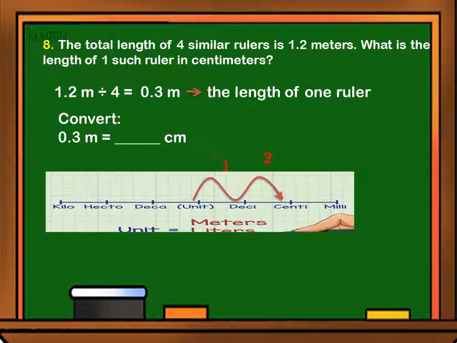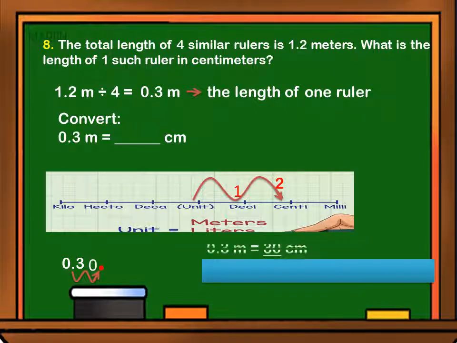There are two steps going to the left from centimeter to meter. So, we have to move the decimal point 2 places going to the left. 0.3 meters equals 30 centimeters. Final answer, 30 centimeters. The length of one ruler in centimeters.